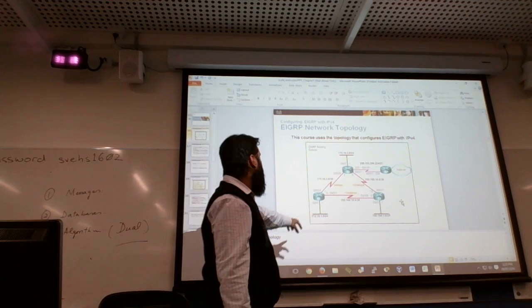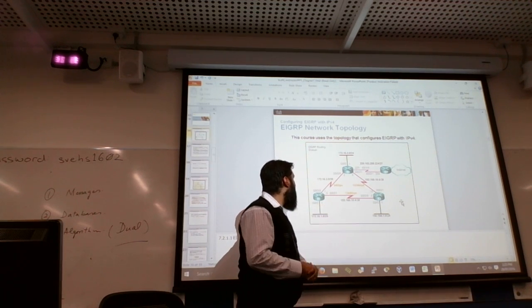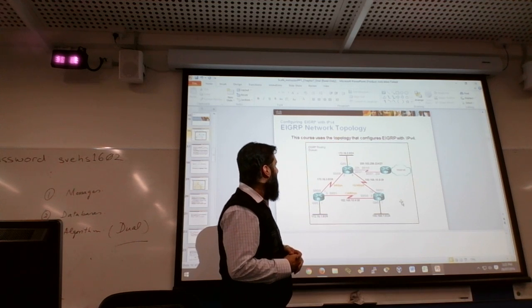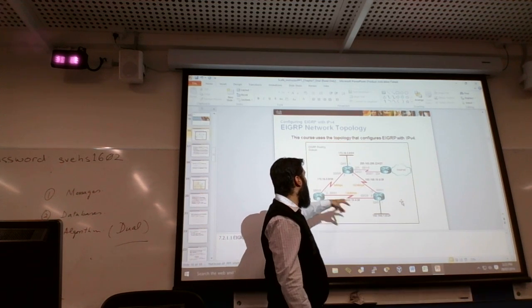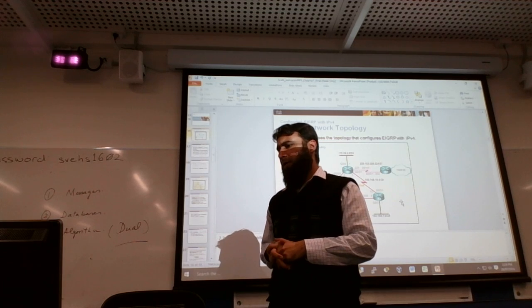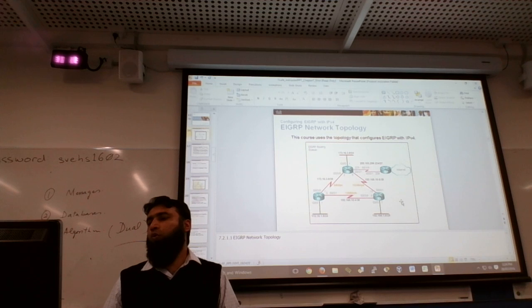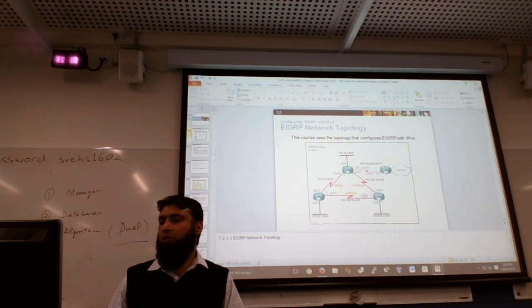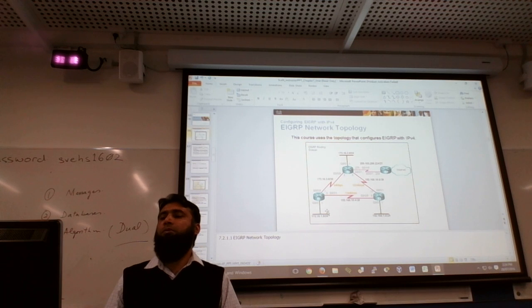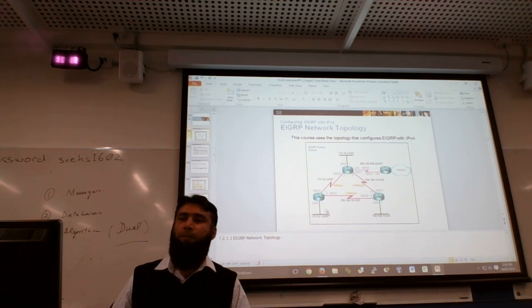R1 has a 172.16.1.0 network, 172.16.3.0 and 10.4/30 network is between R1 and R3. And the bandwidths of those WAN links, 64 kilobits, 1024 kilobits and 1544 kilobits are also mentioned. So this whole topology of R1, R2 and R3, we call it one EIGRP routing domain.